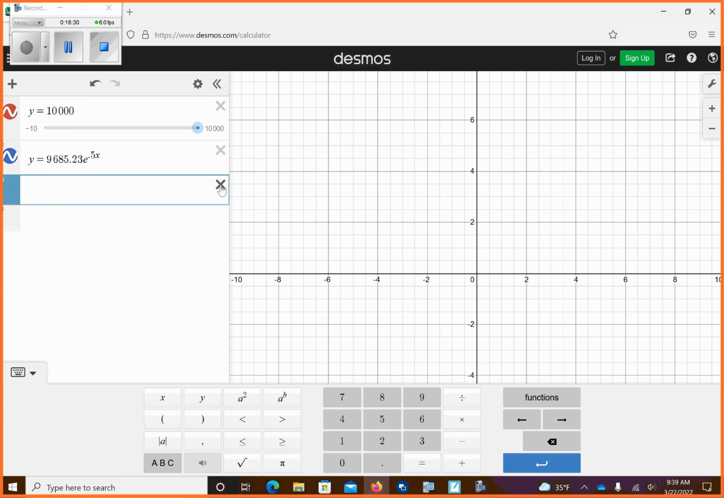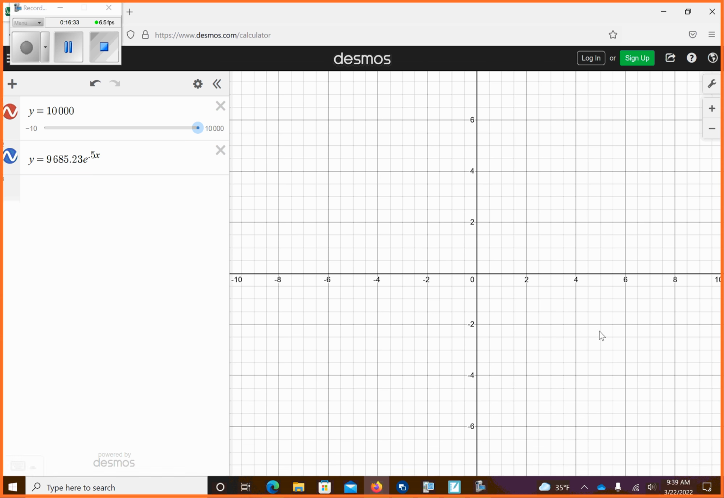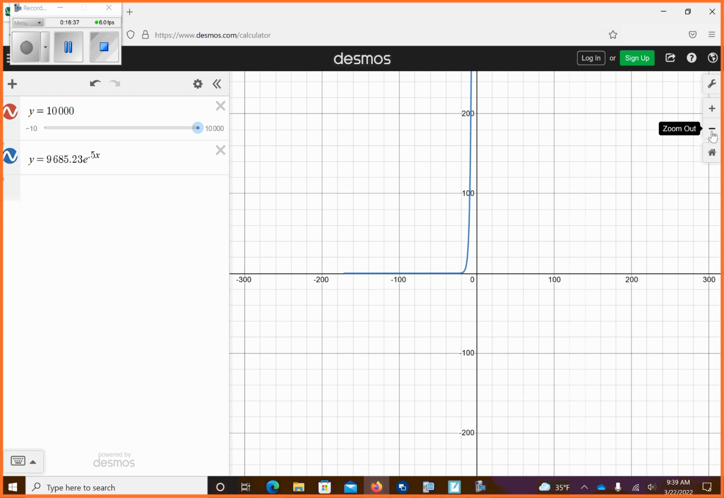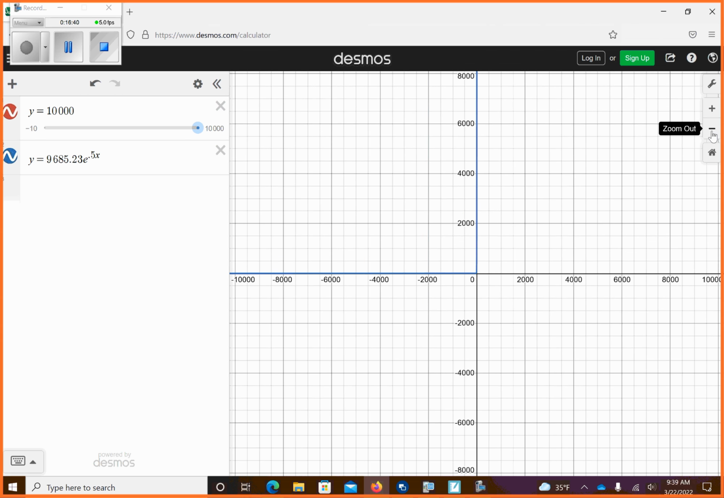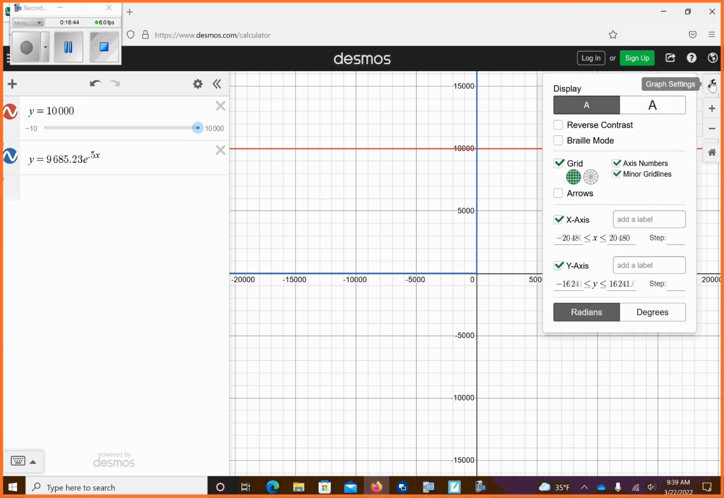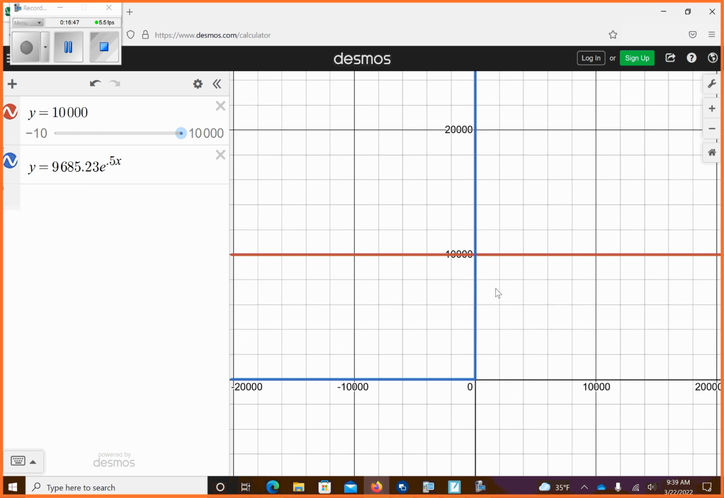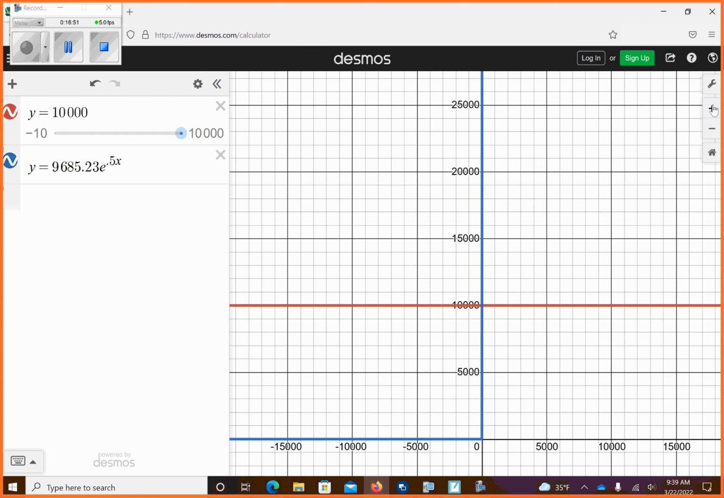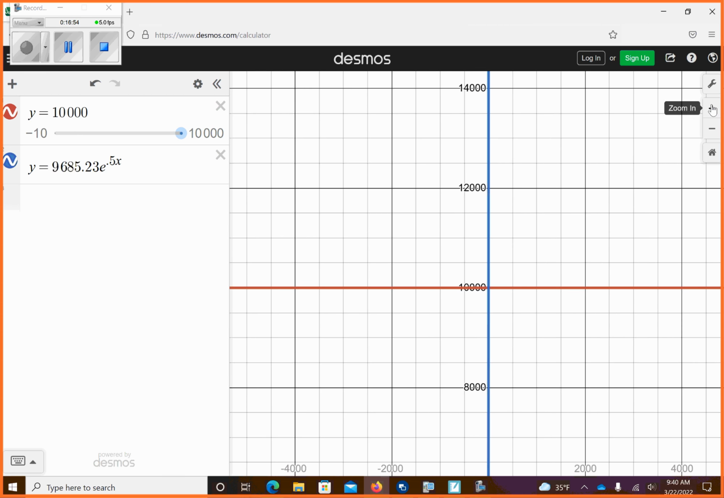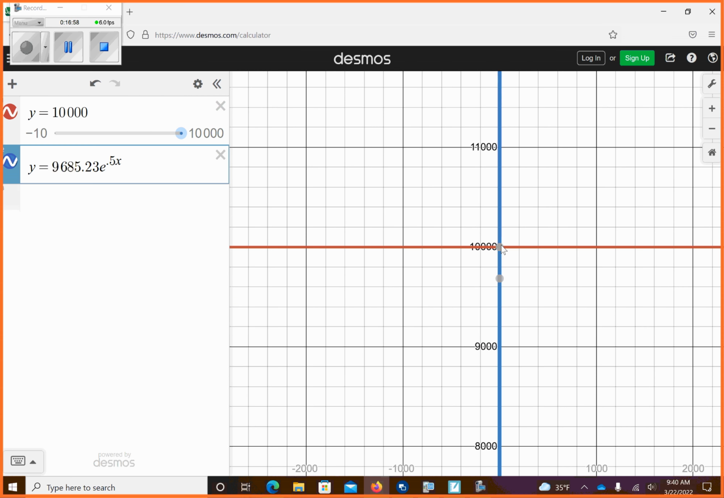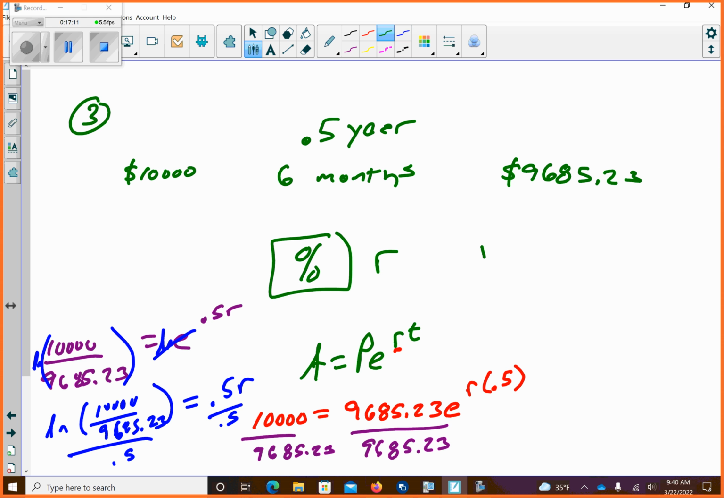Okay, so now we have to try and figure. So it's not going to show up right away. So I'm going to zoom out a few times. Oh, cool. There's my first graph. And I needed my other graph to get up to 10,000. So let's make this a little bolder. So if I zoom in here, and then click here, 0.064. Okay, 0.064. All right. So my rate is 0.064, which means it would have been 6.4%.